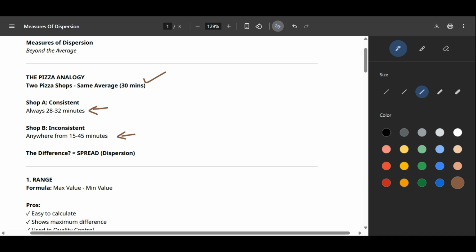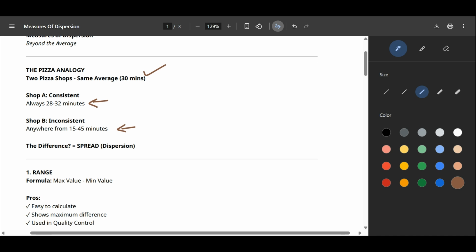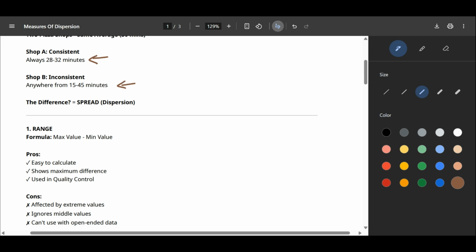That difference, my friends, is what we call dispersion. And today, we are diving deep into it. Stick around because things are about to get spread out. All right, let's kick things off with the big idea.